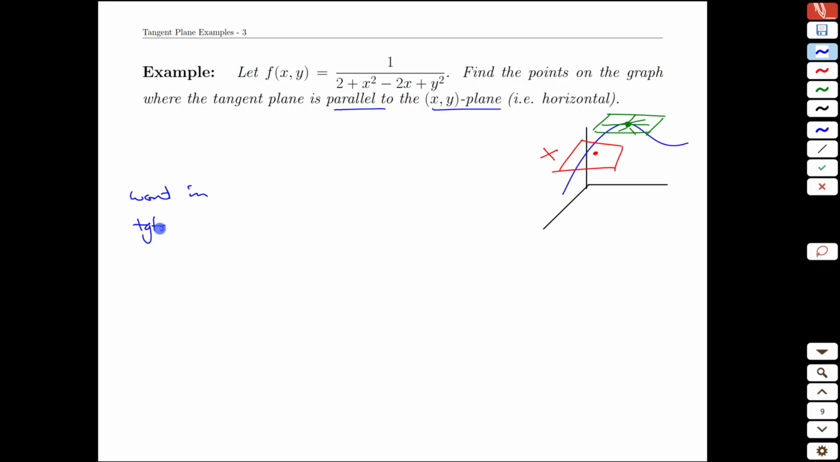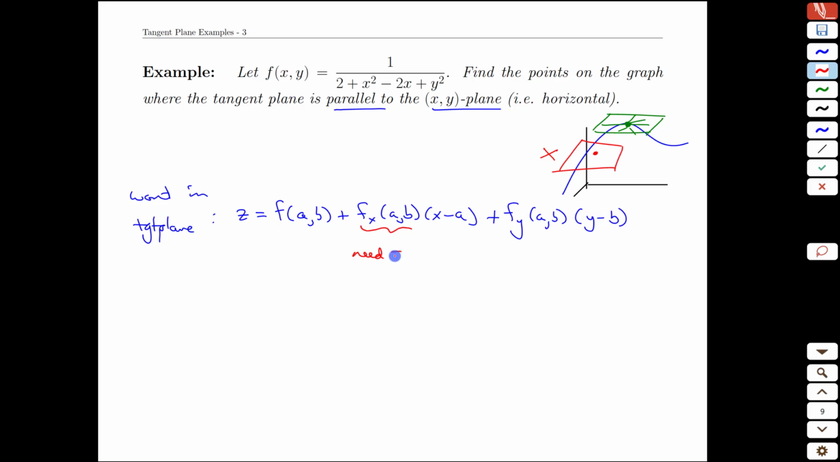Well, what does that lead us to wanting in the tangent plane formula? Our tangent plane is defined by z equals f of a and b, plus the x slope at a and b, x minus a, plus the y slope at a and b, y minus b. What we want is this particular outcome here and not this outcome over here. If that's the case, we need this to equal 0, and we need this to equal 0 as well.